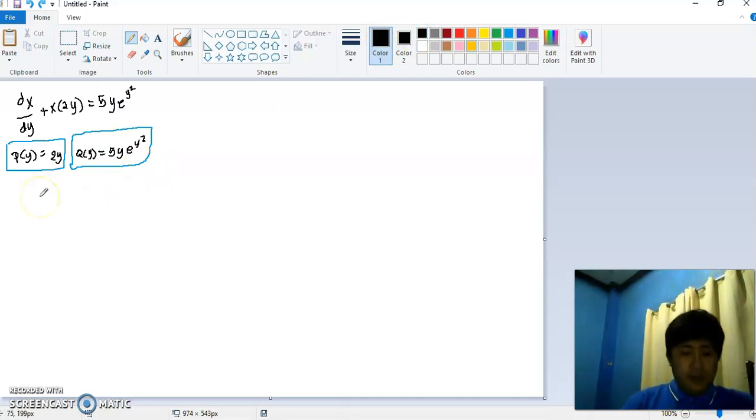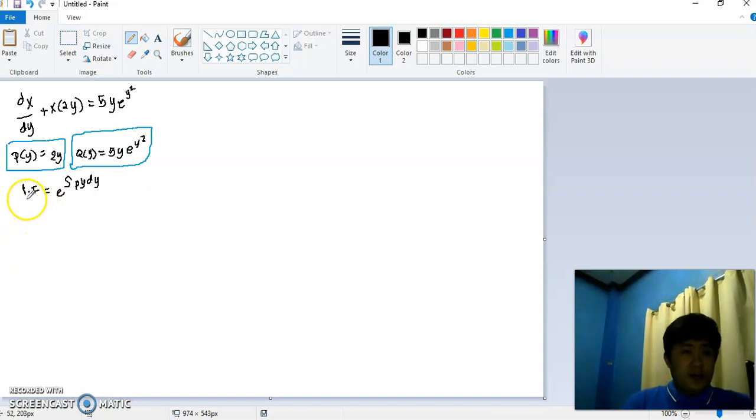Okay, so now let's continue. From here, we can now get our integrating factor. Our integrating factor is still e raised to the power of integral of p of y dy.